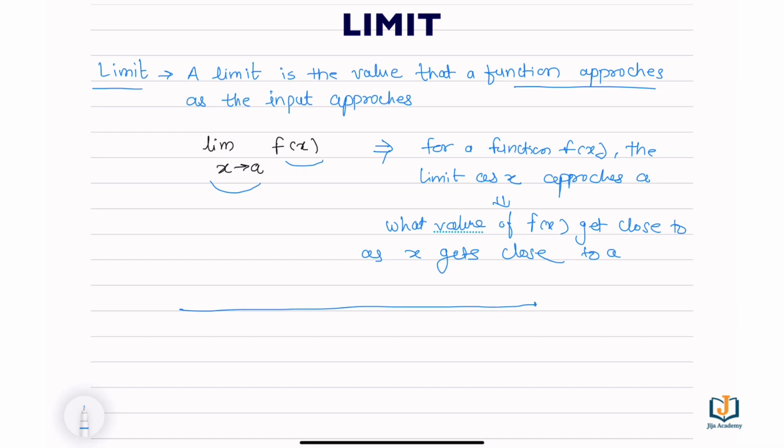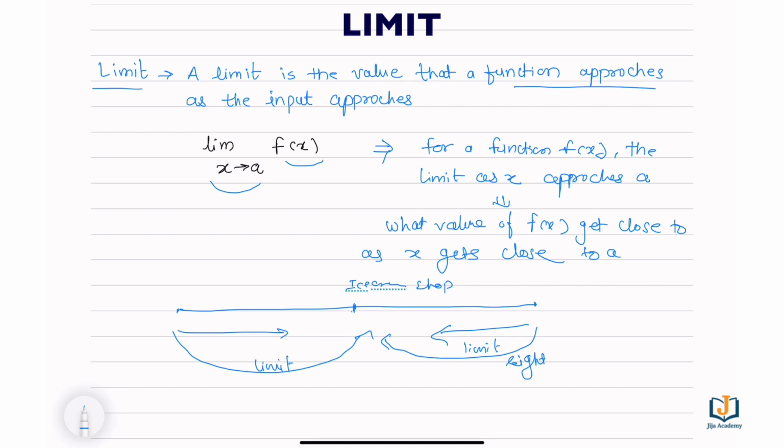Imagine you are walking towards a point on a sidewalk. This is the point, the ice cream shop, and we are walking from that side and from this side. So this is a limit, and this is also a limit. This is the right hand side limit and this is the left hand side limit, and this is the point where this function and this function are going to close.